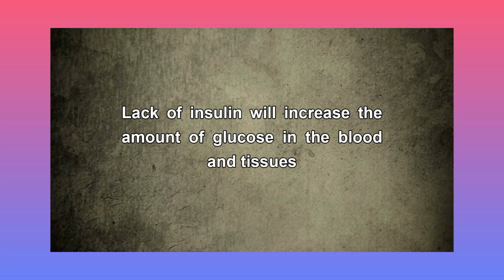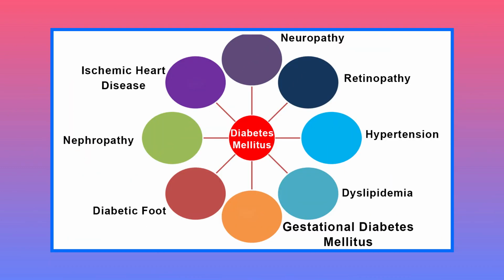The carbohydrates from the food will get metabolized to give glucose and other molecules. This extra glucose will be taken up with the help of insulin, and it will maintain the glucose level in the blood between the normal range of 80 to 120 deciliter per cubic millimeter of blood. When there is no production of insulin, there will be problems in the metabolism of carbohydrates, lipids, and proteins. The lack of insulin will increase the amount of glucose in the blood and tissues. Increased blood glucose levels result in diabetes mellitus.